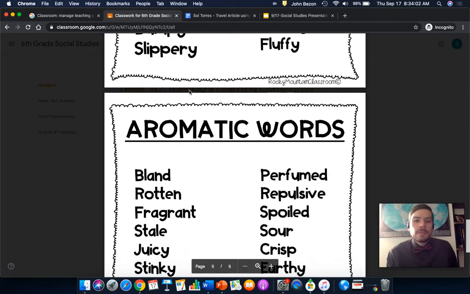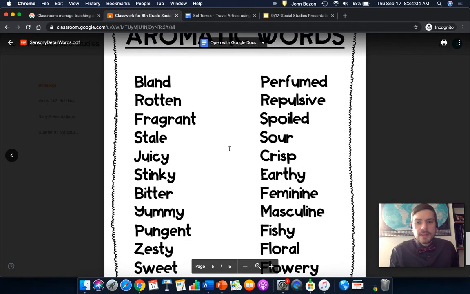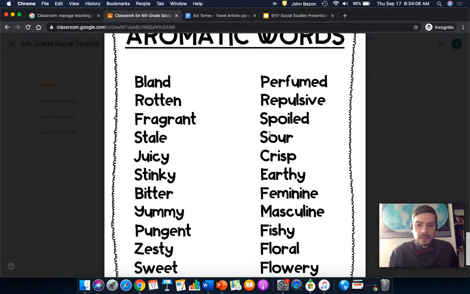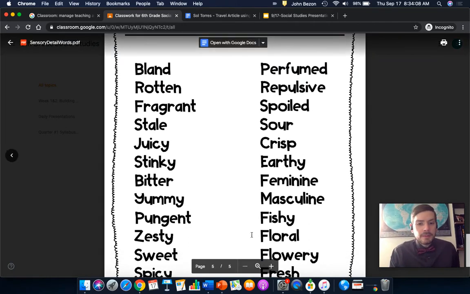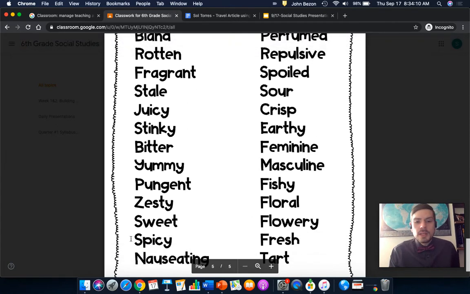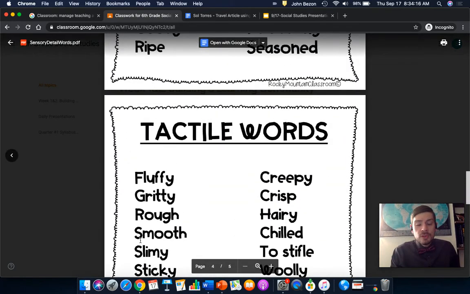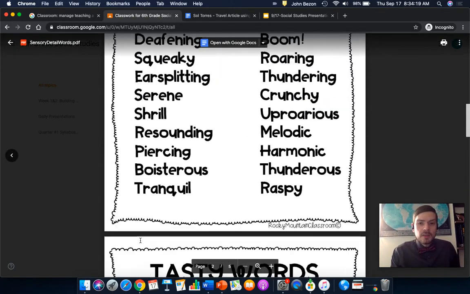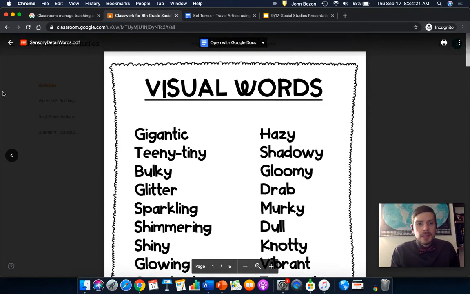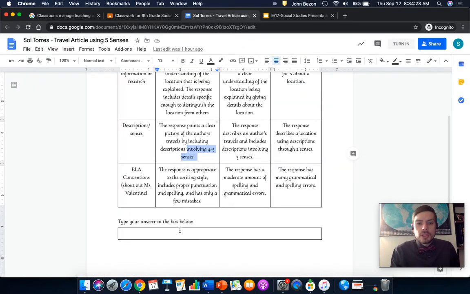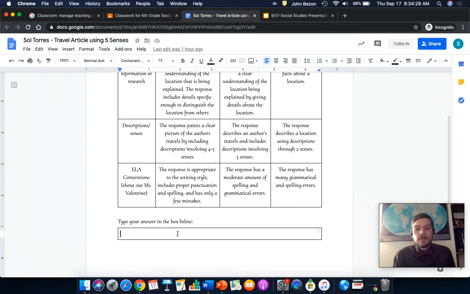And then down at the bottom, these are your smell words. If something smells sour, like sour milk, or if something smells floral, like a flower, or if something smells sweet or spicy or nauseating. I hope not. Okay, but these are all sense words that you can use. Throw them in your response if you're really struggling on how to use the senses. But again, when you are done, make sure you type your response here. It should be a full paragraph explaining any place in the world that you've been to in detail.